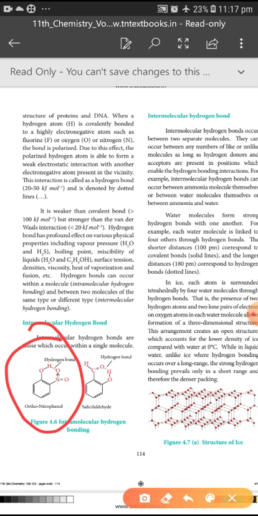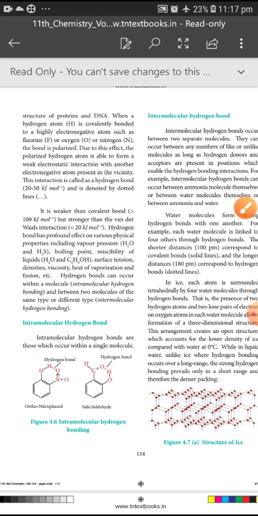See, this is one example, orthonitrophenol. Here the hydrogen bond is formed between this hydrogen and that oxygen within the molecule, that is called intramolecular hydrogen bond. Another one, salicylaldehyde. Here the hydrogen bond is formed within the molecule, between oxygen and hydrogen.